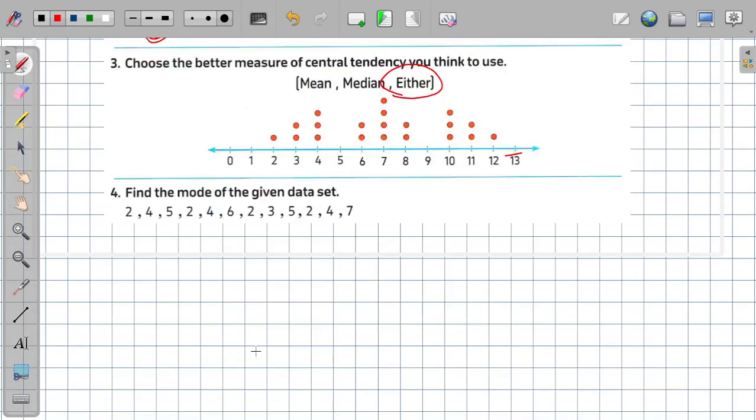Next, I want to find the mode. What is the value that occurs most often? I have 2, 2, 2, 2. I have 4 twos, okay? And I have 3 fours. I have 2 fives. I have 1 six and 1 seven. So I think 2 is the mode of the data set. So it will be 2.